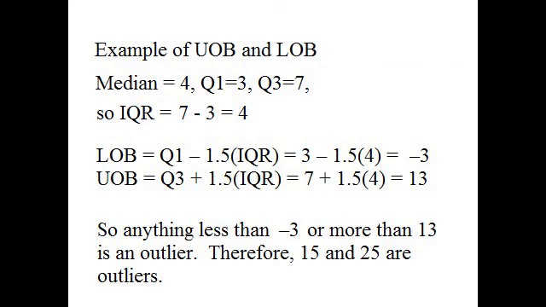The LOB is equal to Q1 minus 1.5 times the IQR, so I have 3 minus 1.5 times 4, which equals -3. Therefore, anything less than -3 would be an outlier. But the minimum for this data set was 2, so there are no values small enough to be outliers. The UOB is equal to Q3 plus 1.5 times the IQR. So I have 7 plus 1.5 times 4, which equals 13. Therefore, anything more than 13 would be an outlier, and in this data set, we have 2 values greater than 13. So 15 and 25 are both outliers.